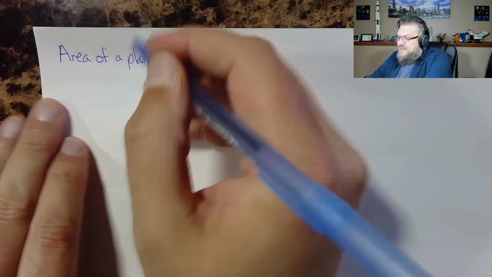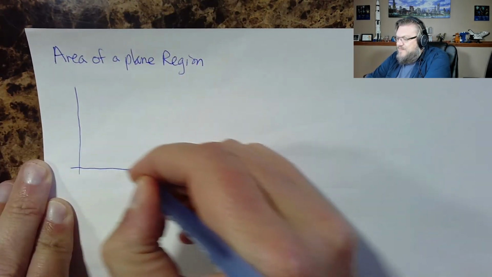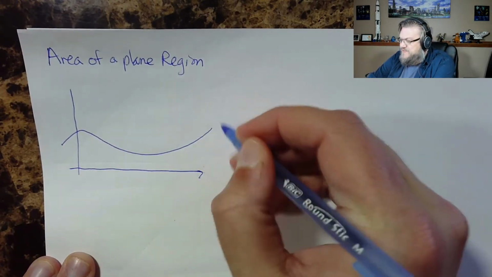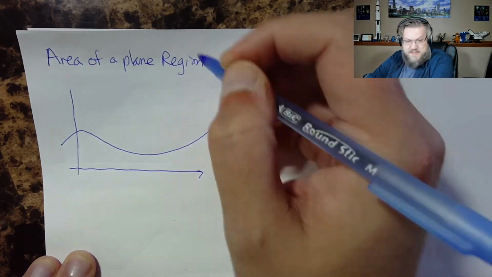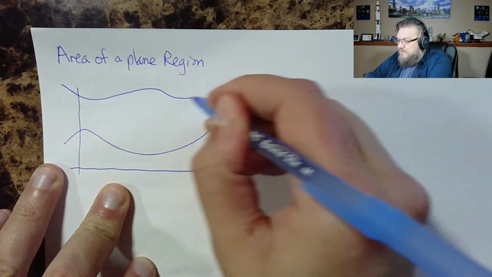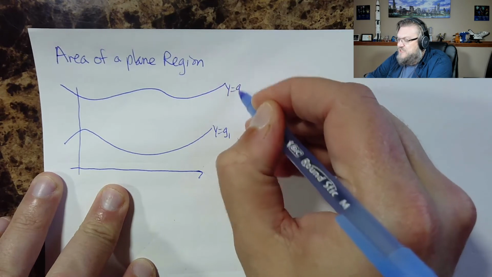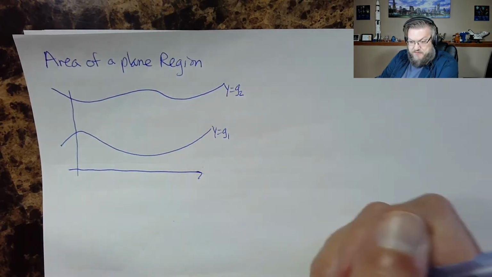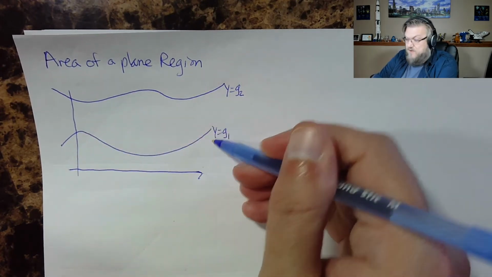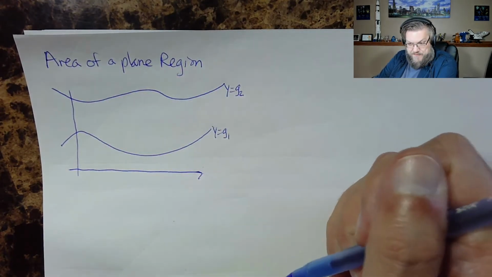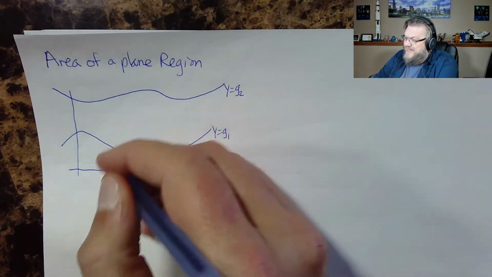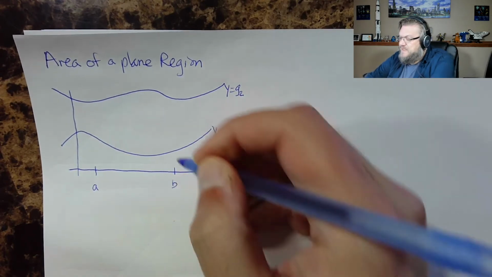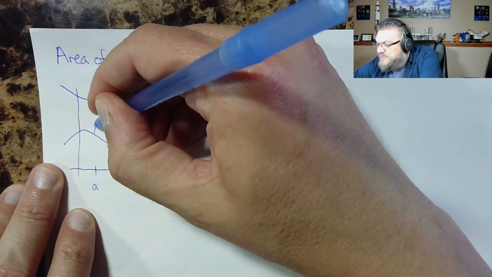So picture time. Let's talk a little bit in general here. Suppose I have a function, let's call this g1, so this is y equals g1. And let's say I have another function up here, and this is y equals g2. And I know that g1 is less than or equal to g2. So g1 is always the bottom curve, and g2 is always the top curve here. And let's say that I only care about this from some x value from a to b. So that gets me a region that looks like this.